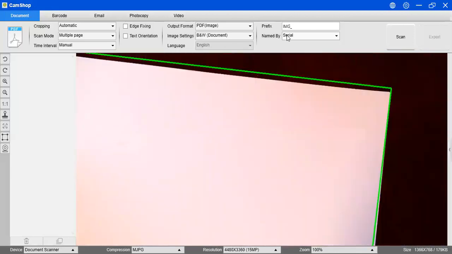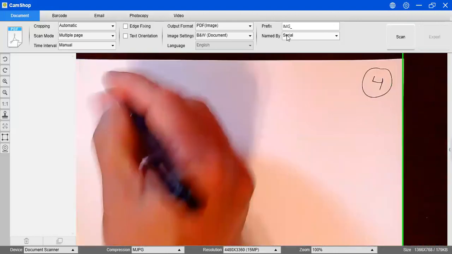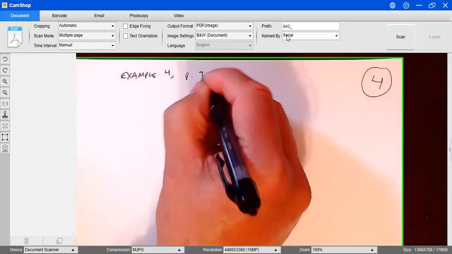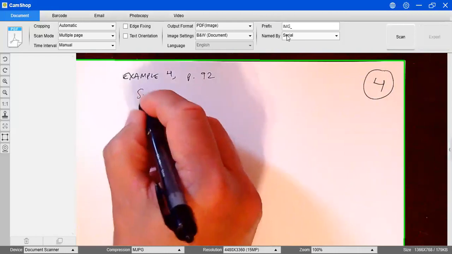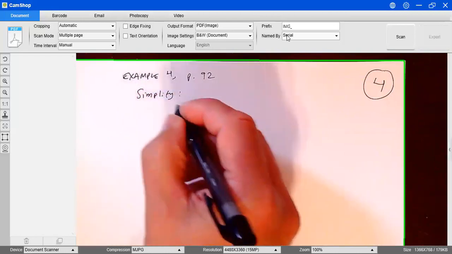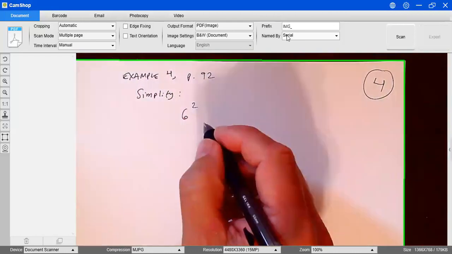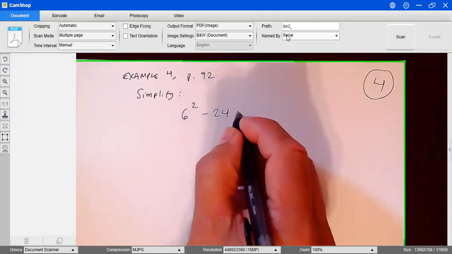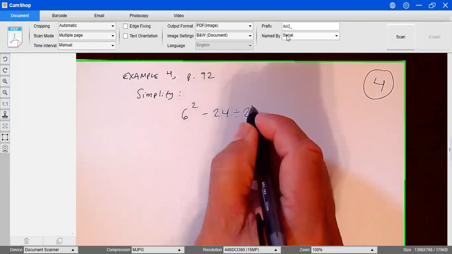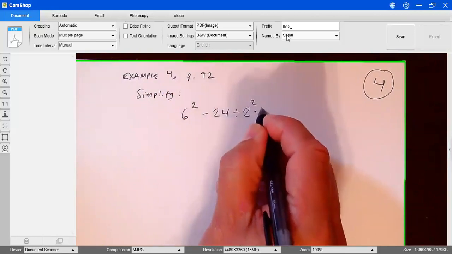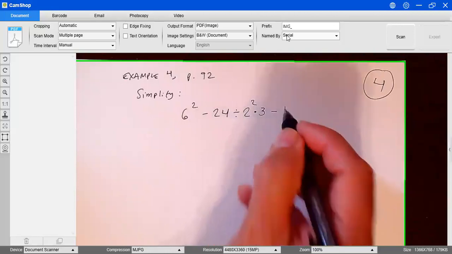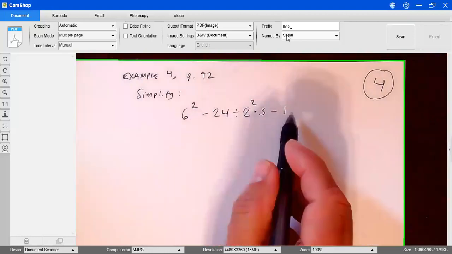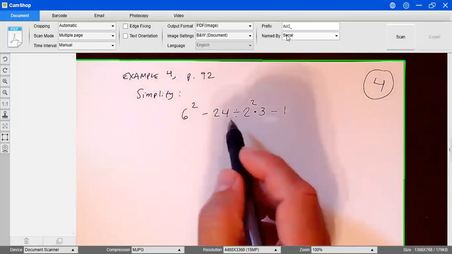Example 4 is on page 92, and it's going to be about simplifying another expression. Now we have 6 to the second power minus 24 divided by 2 to the second power times 3 minus 1. So this is the expression. So we're going to look for parentheses. There are no parentheses here, so we look for exponential expressions.